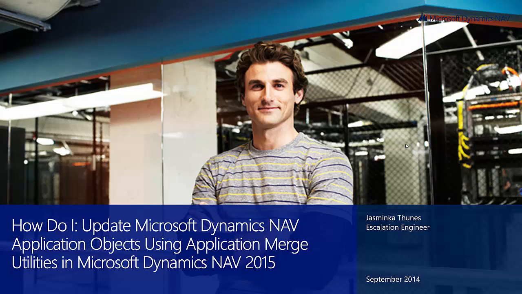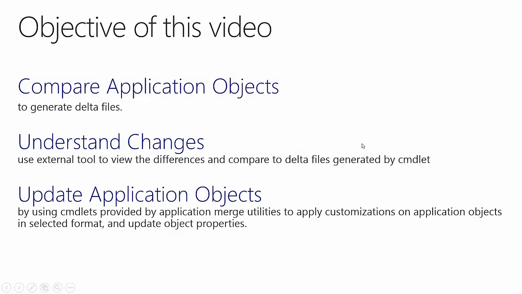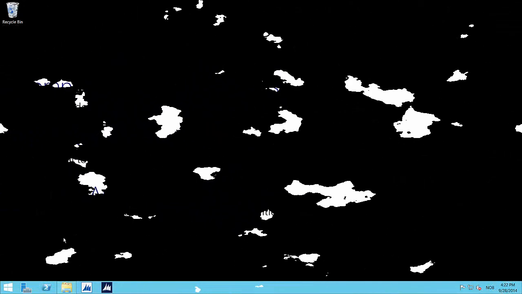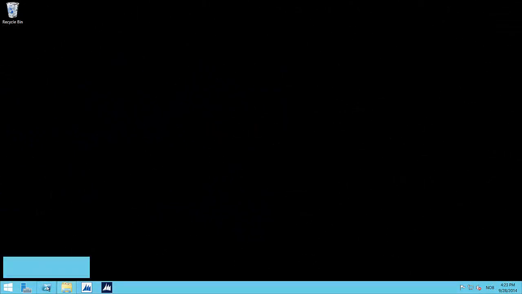Throughout this video, I will show you how to use application merge utilities to update NAV application objects. At the end of this video, you will learn how to compare your base application objects and your customized application objects, and you will be familiar with using the update commandlet to update NAV application objects using Delta files produced by the compare commandlet. For this scenario, I will be using the PowerShell ISE.